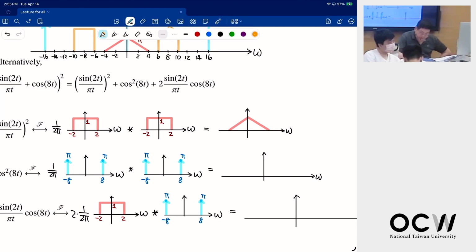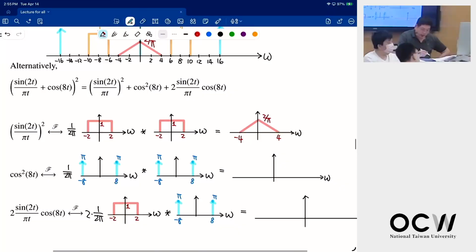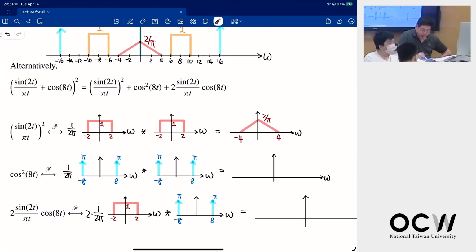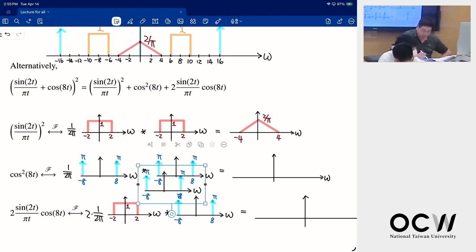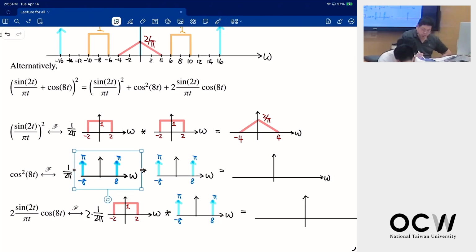From -4 to 4. The magnitude is 2 over pi. And cosine square. So again, the cosine convolved with the cosine in the frequency domain. So you can think of this as doing convolution. At 0, I have pi times pi plus pi times pi. So I should have 2 pi squared, right?